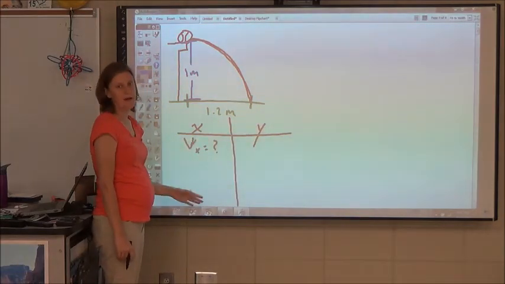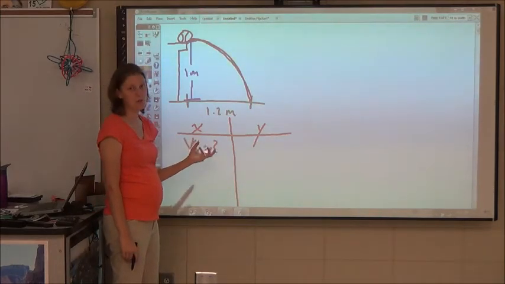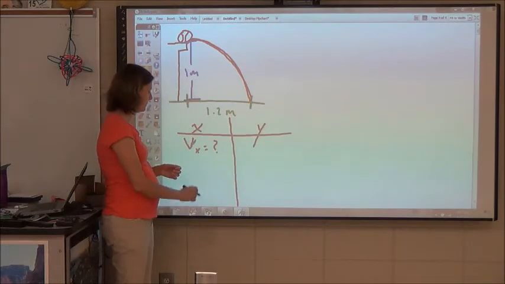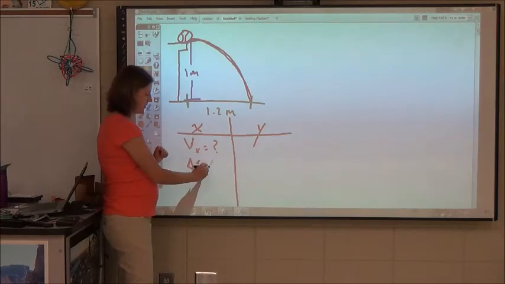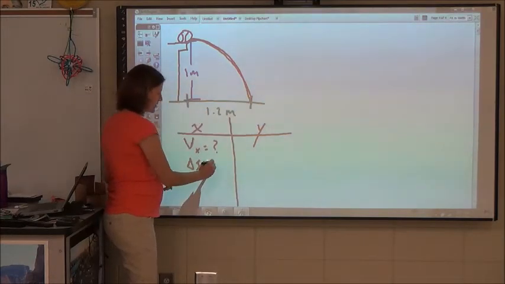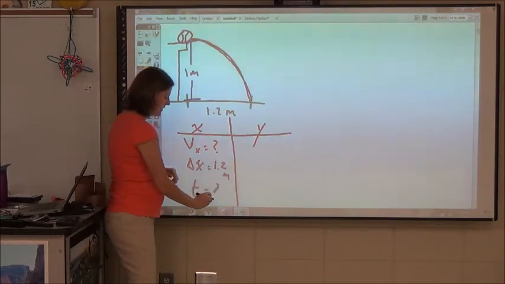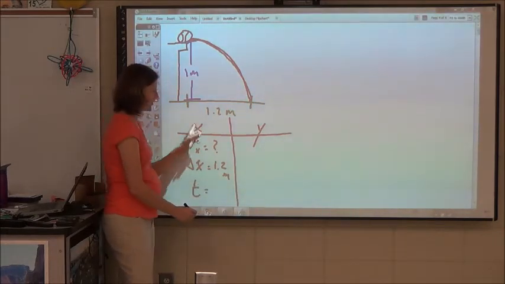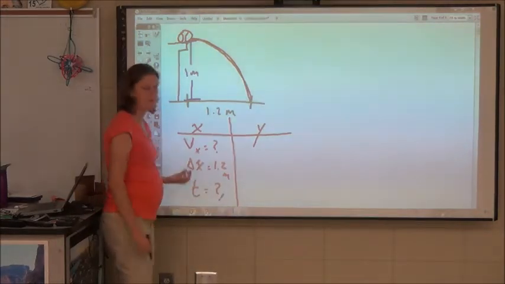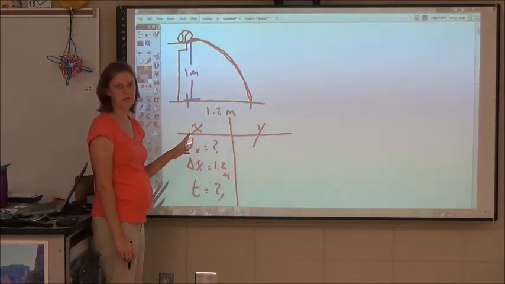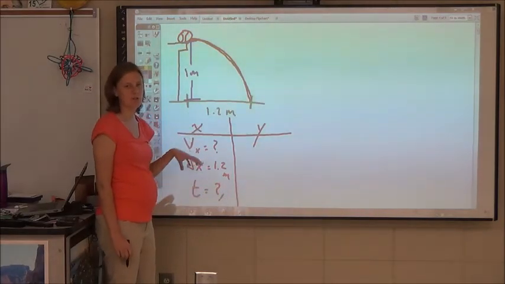So the only way I can solve for this particular question is to know horizontal information and to use velocity as displacement over time. So do I know the displacement in the x direction? I do. The displacement in the x direction is 1.2 meters. Do I know the time it took to go that 1.2 meters? Sadly, no, I don't. And that is almost always the way projectile motion problems work, is that you need to find the time in one direction and use it in the other.